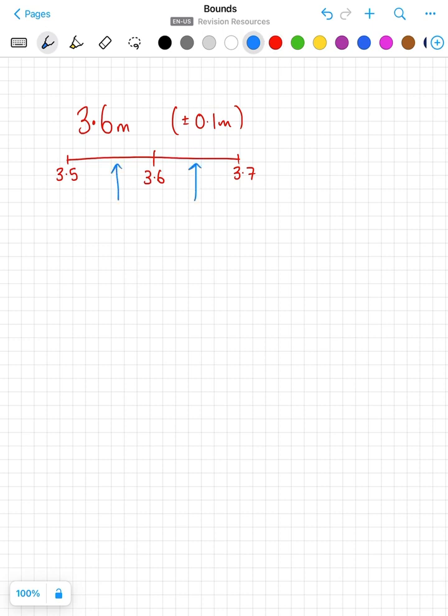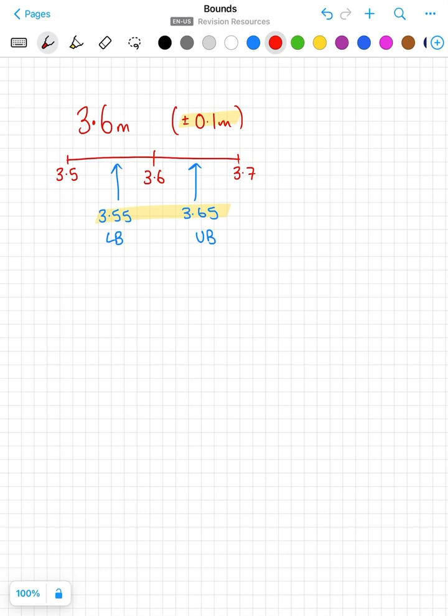To find our bounds, we're looking at the values between these two, 3.55 and 3.65. What we should notice is that there is going to be a difference of 0.1 between these two values. This is our lower bound and this is our upper bound.